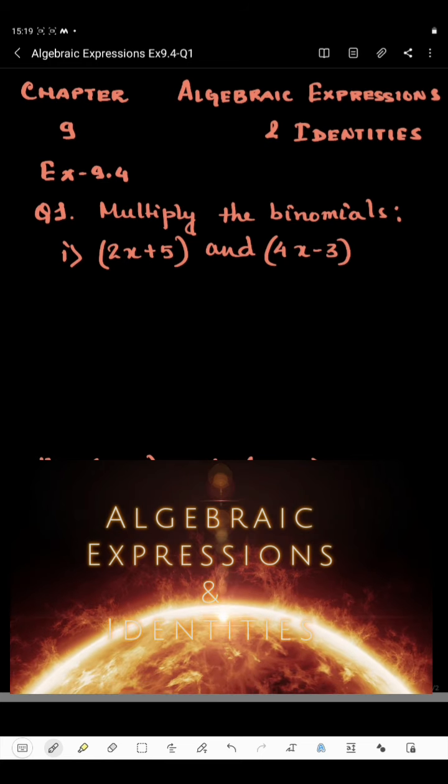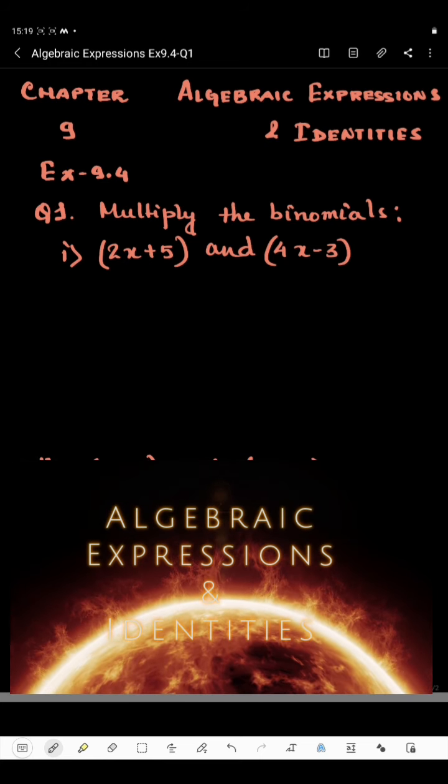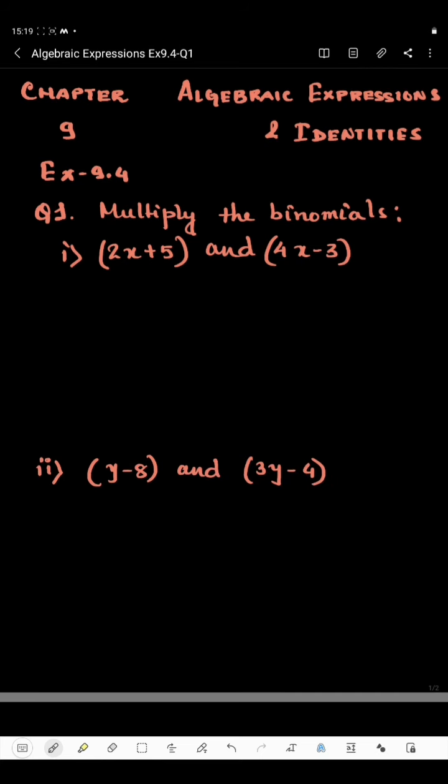Students, now I'm going to start question number 1 of exercise 9.4. In question number 1 we have to multiply the binomials. Here in the first part we have 2x plus 5 and 4x minus 3. These two are binomials because in each expression we have two terms.